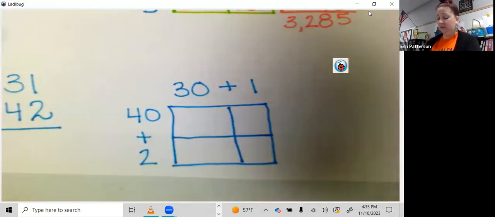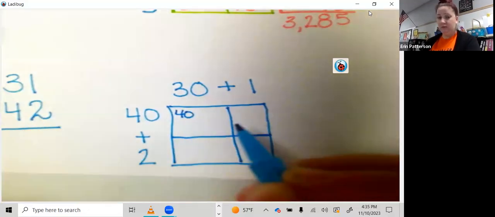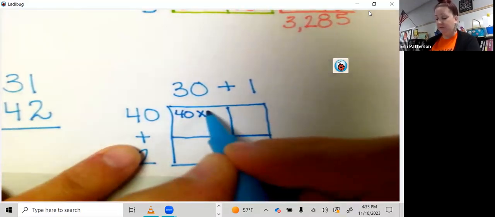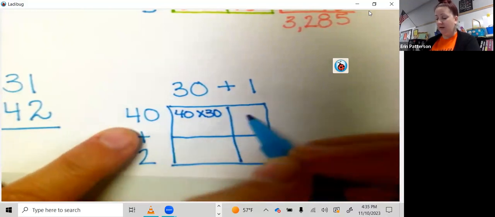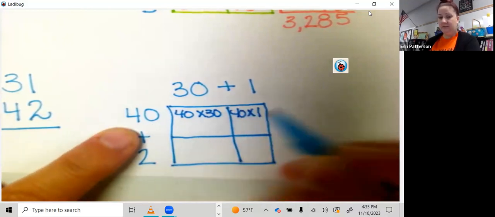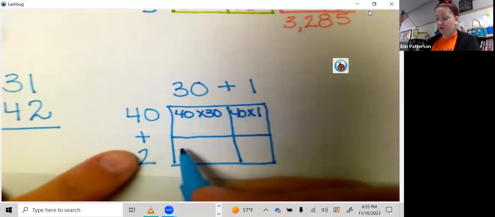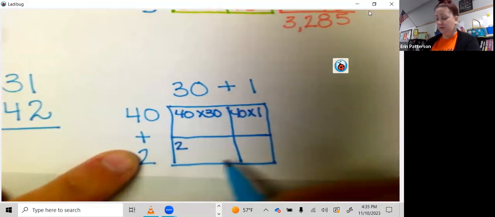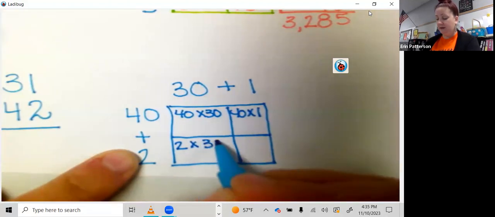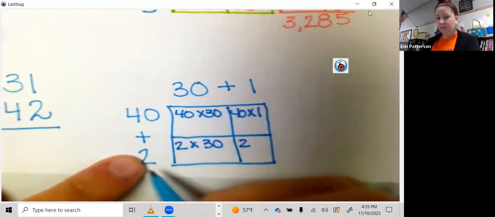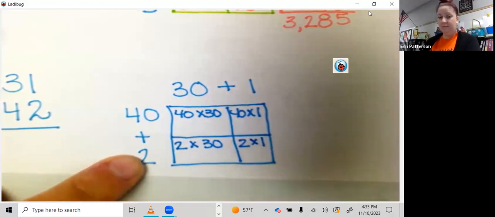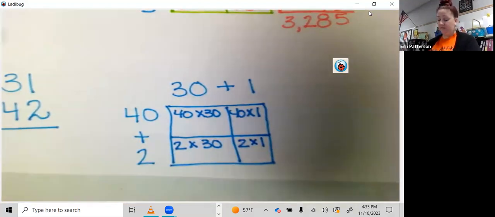and hit the ups. 40 comes over. It hits up to times 30. 40 comes over. It's up to times 1. 2 comes over. It's up to times 30. 2 comes over. It's up to times 1. Underline everything that's not a 0 because I don't know 40 times 30 in my head, but I know 4 times 3 and I can slap zeros on the end.